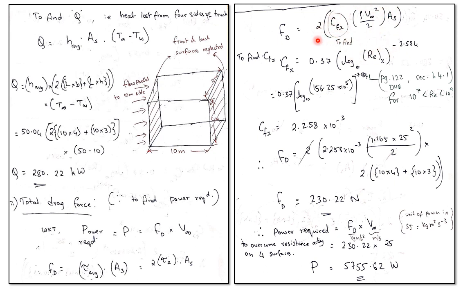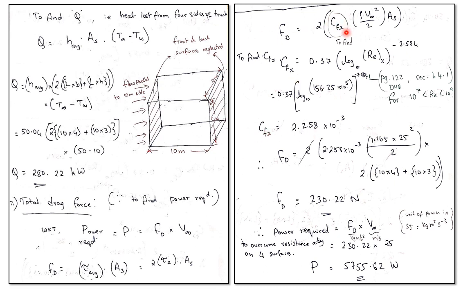So how to find C_fx? Take the formula C_fx as 0.37 into log10 Re, the whole to the power of minus 2.584. This equation you will get from page number 122, because the Reynolds number is less than 10 raised to 9 and greater than 10 raised to 7. Take 0.37 into log Re, with the Re you got before. Just substitute the value of Re to find the value of C_fx.